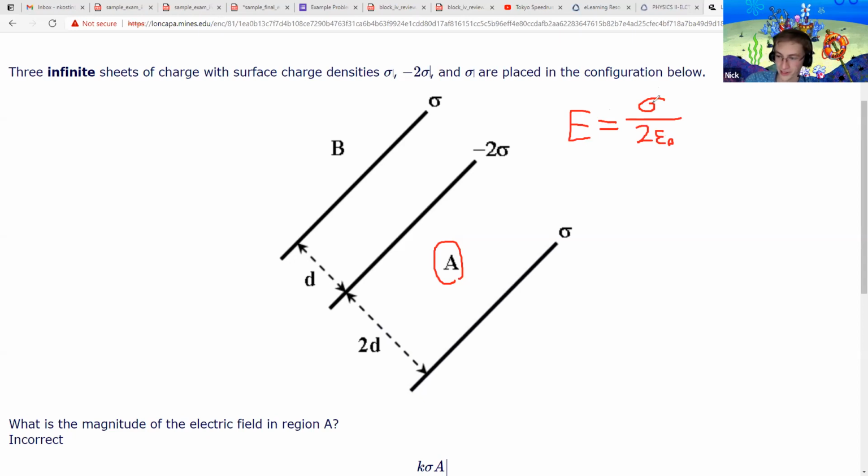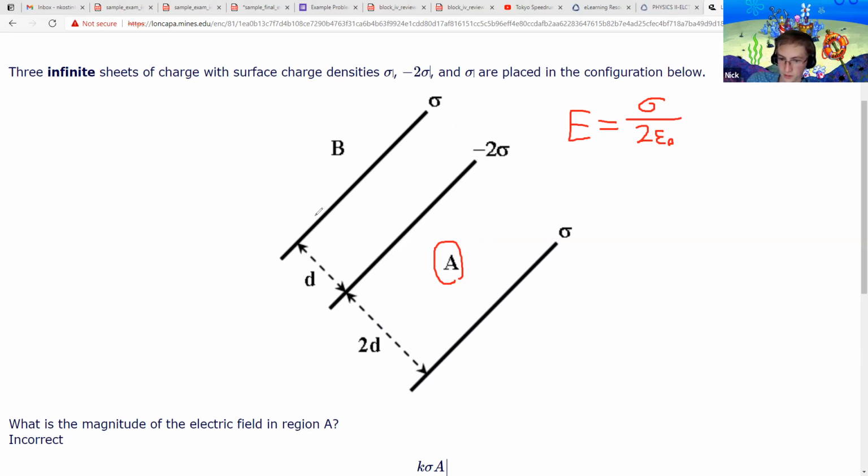And nowhere here do I have any sort of spatial dependence. So I can be a mile or 10 billion miles away from an infinite sheet of charge. I'm going to be feeling the same electric field from that infinite sheet of charge. Which is nice because it means we don't have to really consider anything other than where region A is relative to the plates.